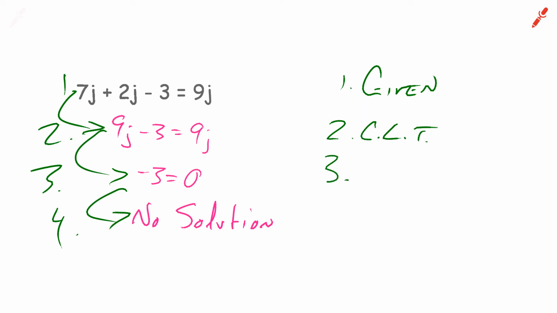2 to 3, I subtracted the 9j from both sides, so that's going to give me the subtraction property of equality. I'm just going to abbreviate that sub POE. And then from 3 to 4, this is where it gets a little goofy, because all I did was I recognized something, or I defined it. I said negative 3 can never equal 0. Therefore, there's no solution. But that's not enough, guys.